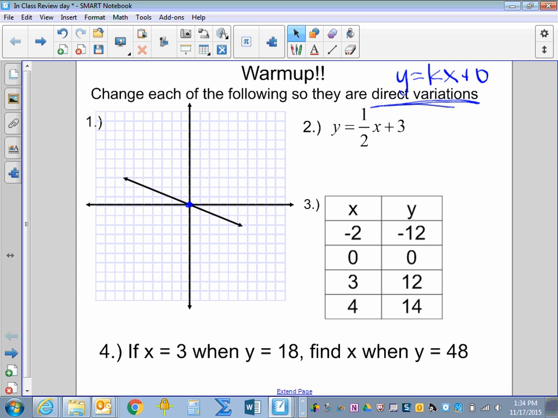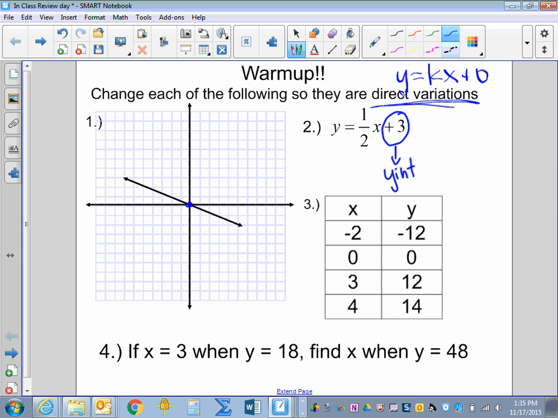All right, number 2. Here's my equation: y equals 1/2 x plus 3. What is my y-intercept for this equation here? 3. This is my y-intercept. Why is this currently not a direct variation? Right, it doesn't have a 0 at the end. See, Luis knew it. He wasn't even here last class. Come on, guys. So this has to be 0 on the end.